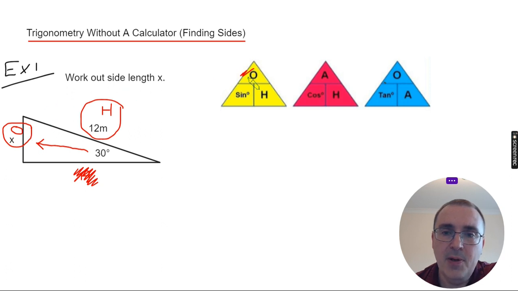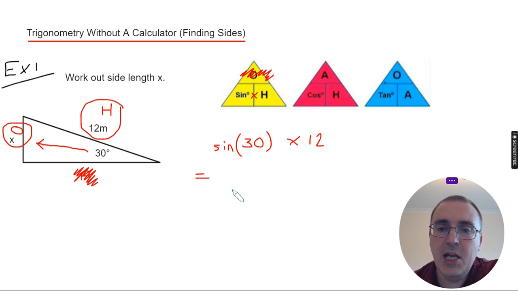If we cover up O in our triangle, our formula would be sin the angle multiplied by the hypotenuse. So we do sin 30 multiplied by the hypotenuse, which is 12. Remember, we're not going to use a calculator for this. That is because you are meant to remember the value for sin 30. The value of sin 30 is a half, so that is something you need to learn.